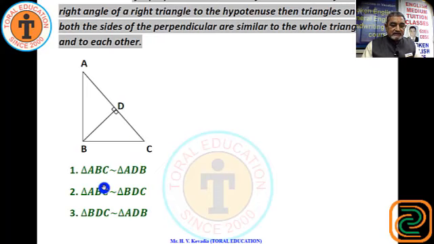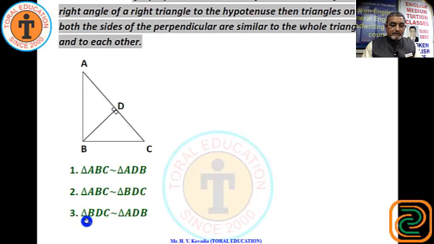Okay, next, triangle ABC is similar to triangle BDC. Why? Because angle C is the common angle. Look, ABC, the whole triangle, is similar to BDC. ABC in which B is the right angle and BDC in which D is the right angle. Angle C is the common angle. So by angle similarity, we can say these two triangles are similar.